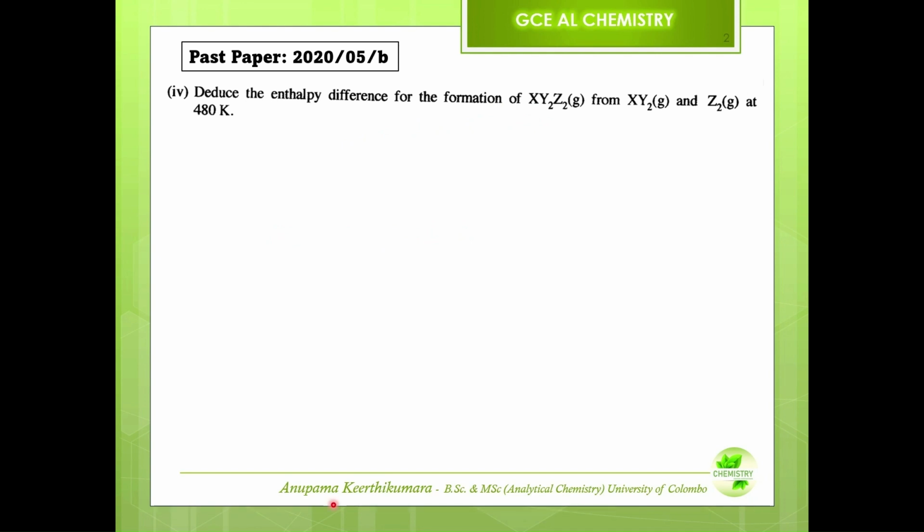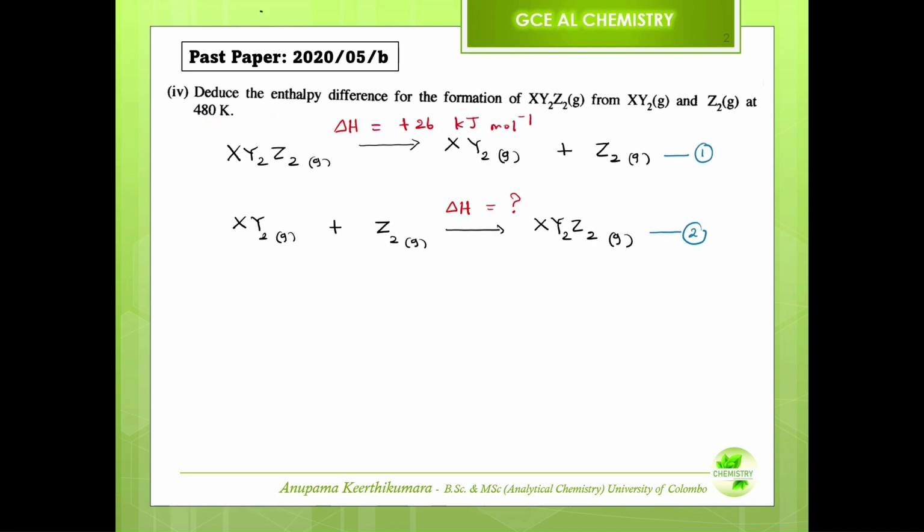Question number 4. Deduce the enthalpy difference for the formation of XY2Z2 gas from XY2 gas and Z2 gas at 480 Kelvin. Enthalpy change of the first equation is plus 26 kilojoules per mole. Now we will move to the second equation and check the similarities as well as the differences. Here we can see XY2Z2 gas is produced from XY2 gas and Z2 gas.